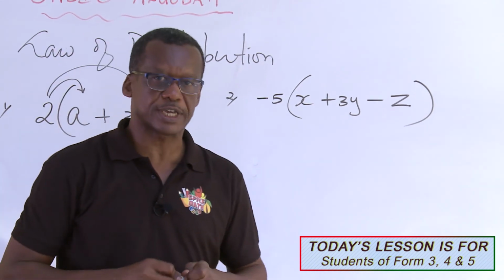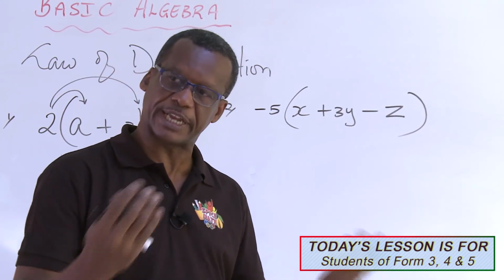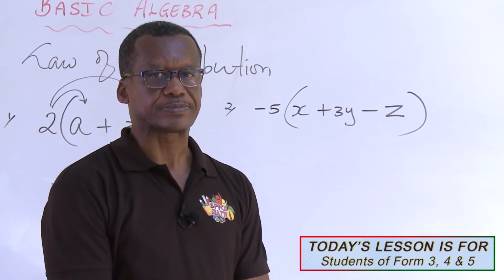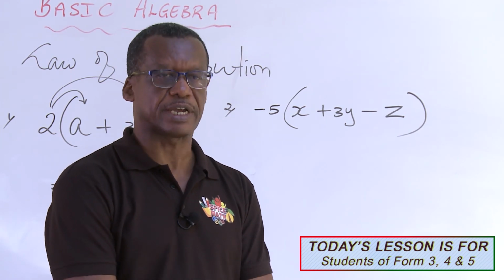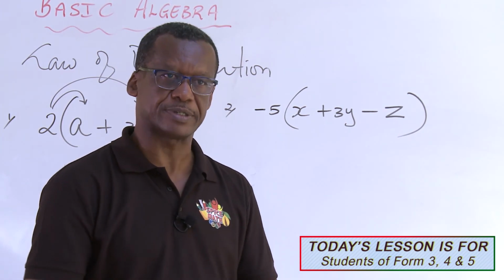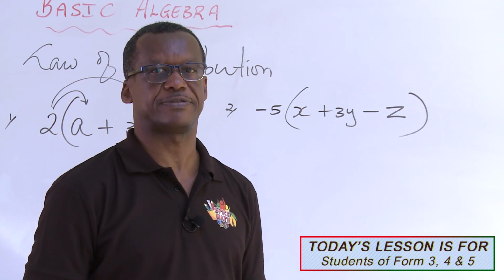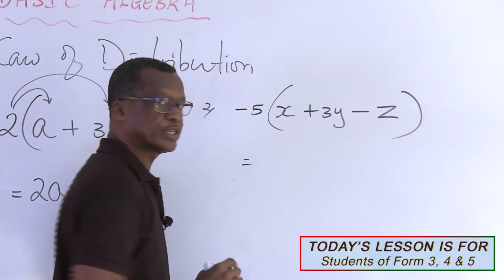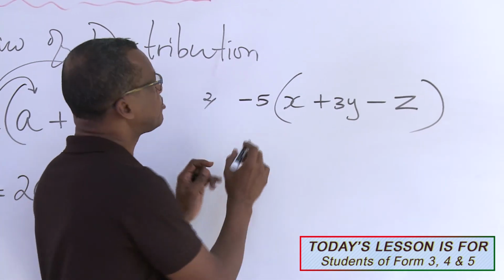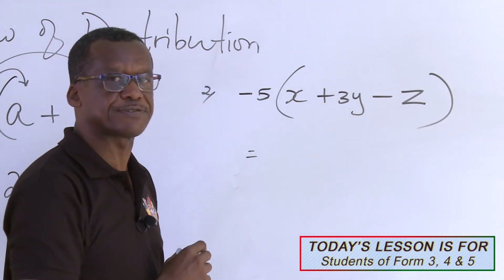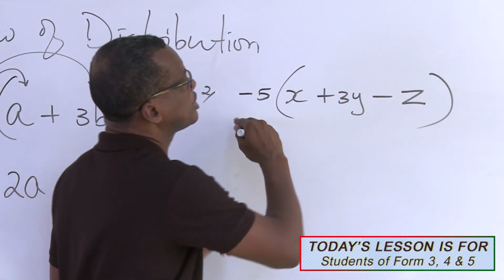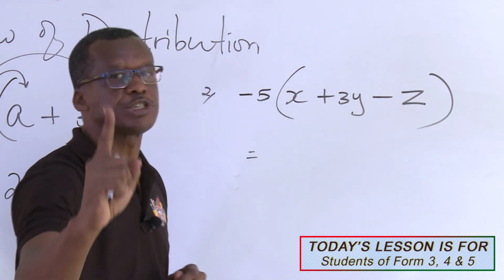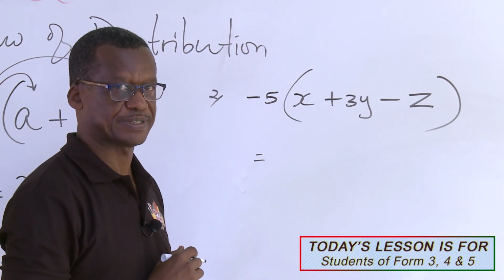In this case, the scalar quantity outside the bracket is a negative. And by this level, everyone should know what happens when you multiply by a negative. Let's see. Once again, according to the law of distribution, the multiplication by negative 5 will be distributed throughout the entire bracket. No term must be left out.